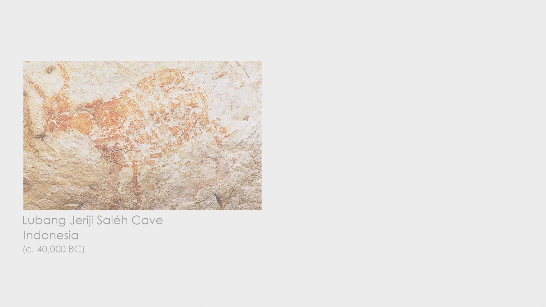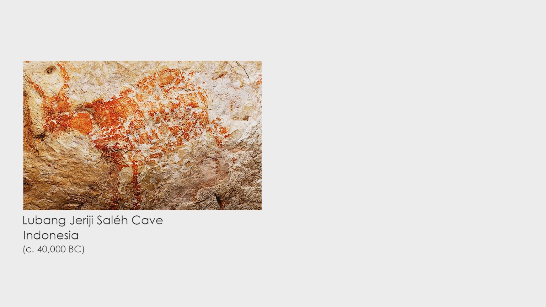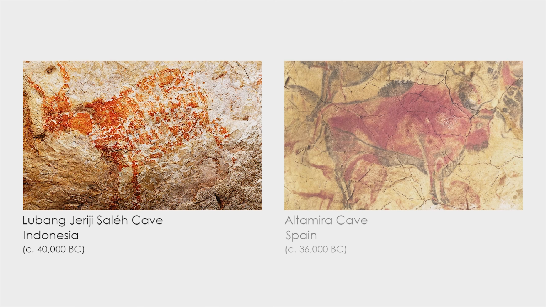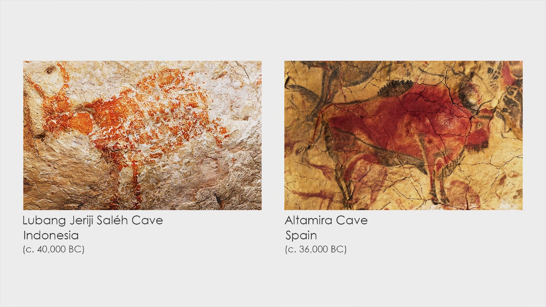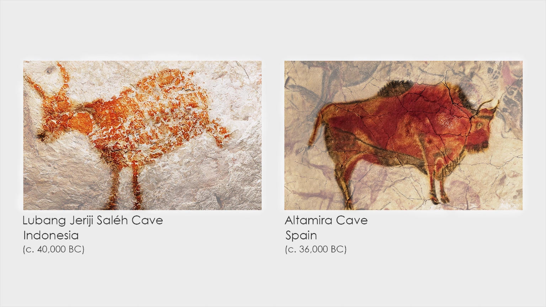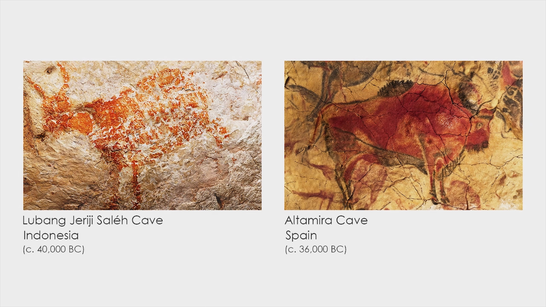For example, this is possibly the oldest known figurative art painting, over 40,000, perhaps 52,000 years old, of an unknown animal in a cave in Indonesia with a very difficult name, so sorry guys from Indonesia, it is Lubang Jeriji Saléh. And now I want to show you a section in Europe from Altamira in Spain around 36,000 years ago. We can see in both cases a wild large animal, probably a bison, and we are talking about two populations that were pretty far apart, Indonesia and Spain.